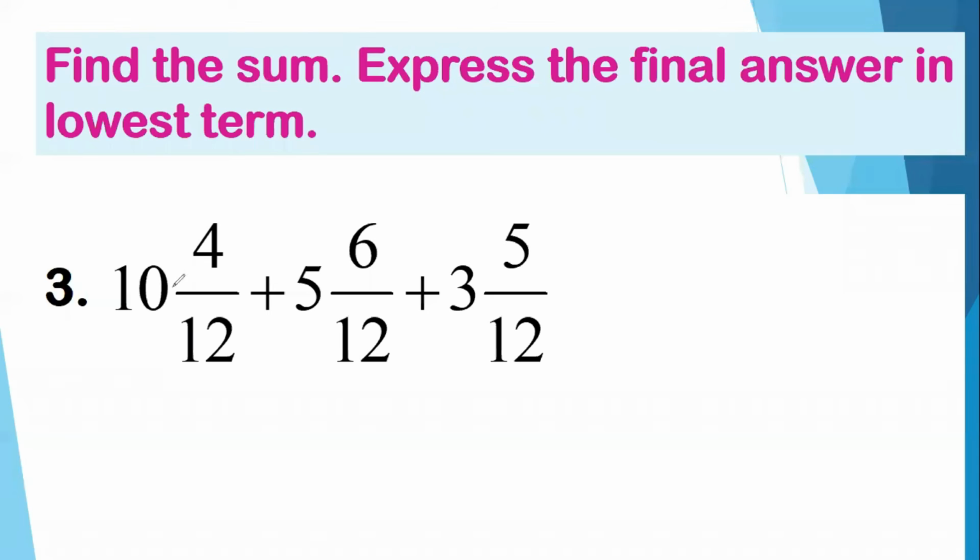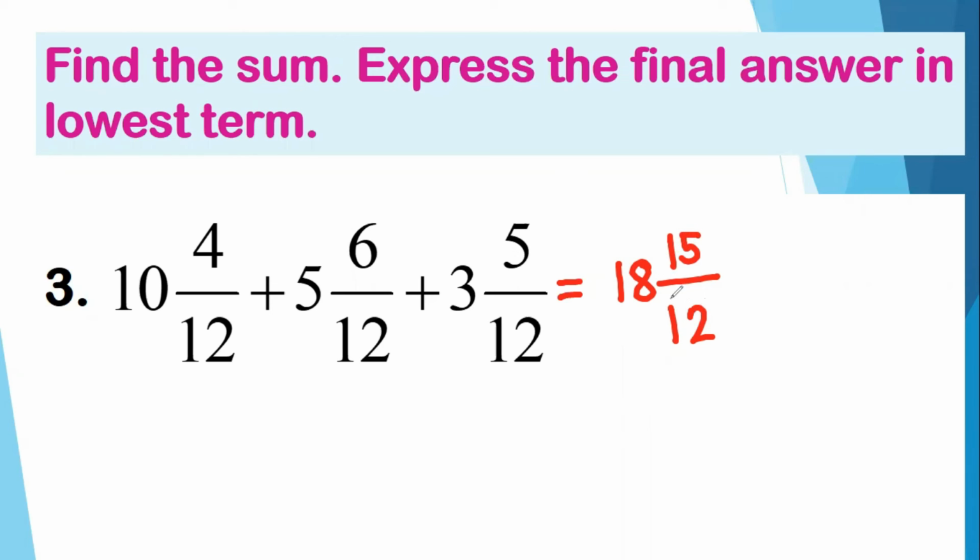Third example, we have 10 and 4/12 plus 5 and 6/12 plus 3 and 5/12. So here we are adding 3 mixed numbers. So again, it's just the same thing. Add the whole numbers. So 10 plus 5, that's 15, plus 3, that is 18. The whole number is 18. Copy the same denominator. And then let's add the numerators this time. So 4 plus 6, that is 10, plus 5, that's 15. So we have here 18 and 15/12.